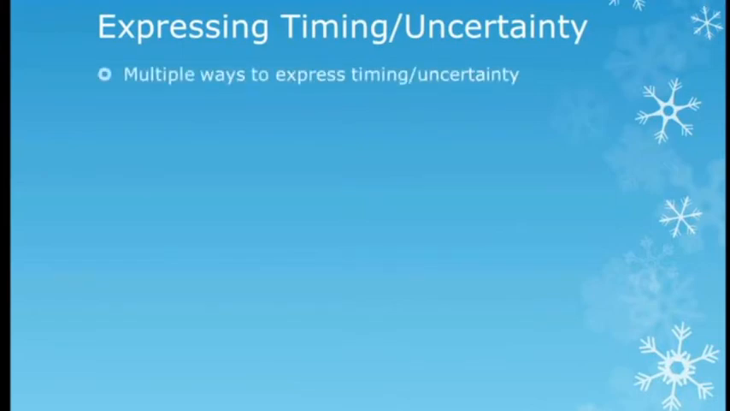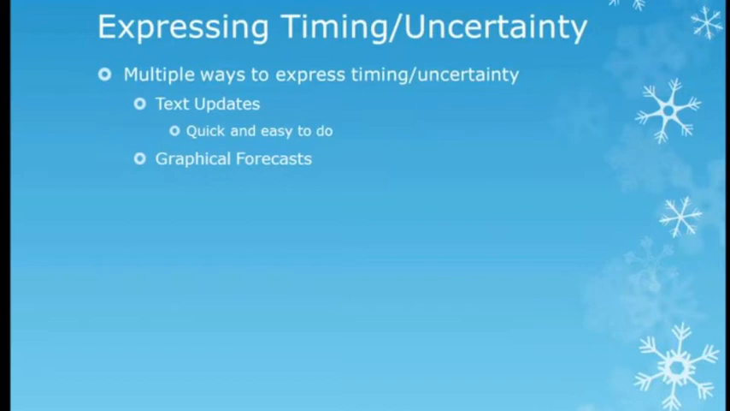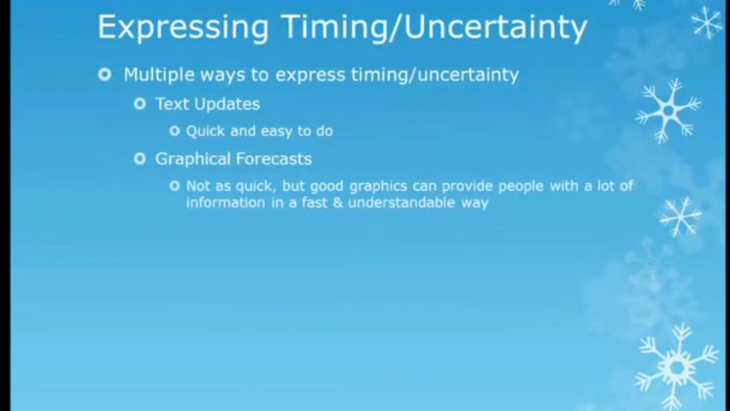We can do this in multiple ways. Text updates are great. They're very quick and easy to do, obviously, and you can get a lot of information out to folks that way. Graphical forecasts, though, our office is a huge fan of doing a lot of graphical forecasts, but they're not quite as quick, so sometimes that's an important consideration. You've got a lot going on. You've got tasks you're working on as well, short-term grid updates, things like that. But good graphics can provide people with a ton of information in a very fast and understandable way.